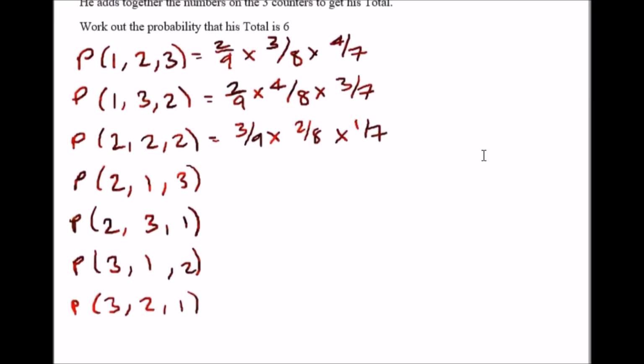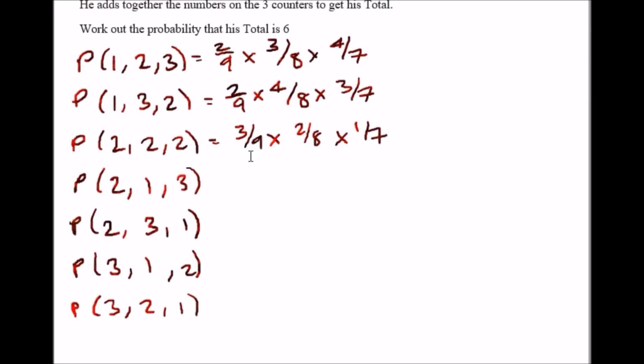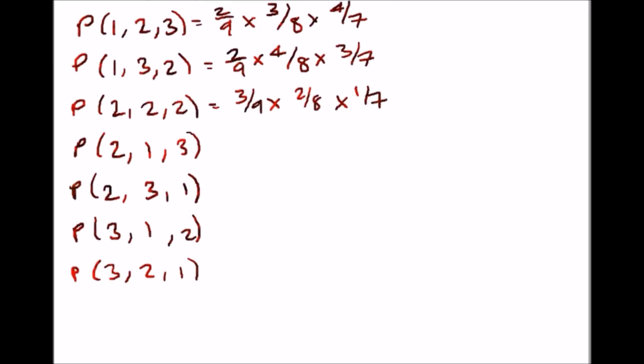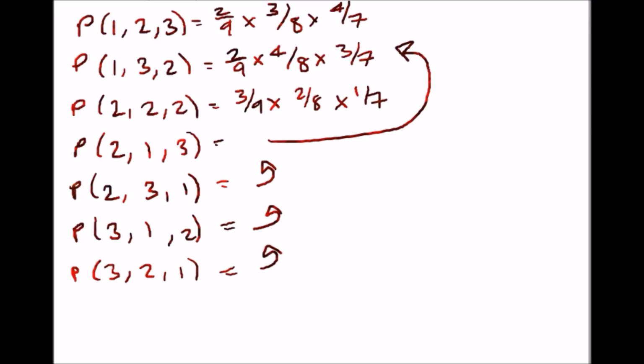To get a probability of 2, 1, 3, it's going to be the same as the first one, because they've got 1, 2, 3. So it'll be the same as the first result above. So you can say same as this one. 2, 3, 1, same as previous. 3, 1, 2, same as previous. And 3, 2, 1, same as previous. So to summarize, we can say that the total probability of getting 6 is going to be this.